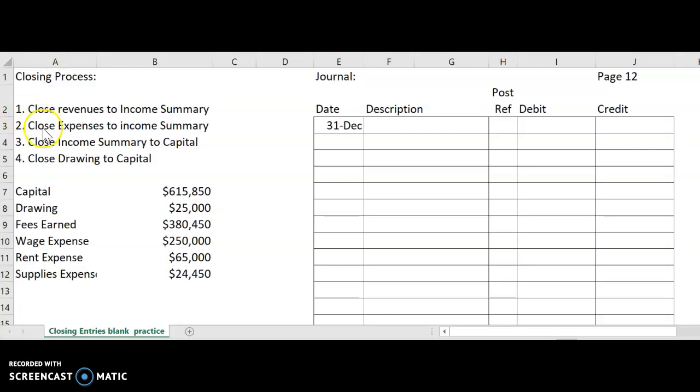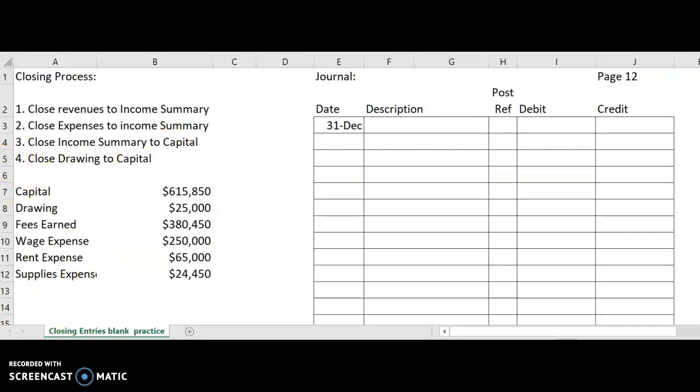So the closing process says close revenues to income summary. Income summary is just a very temporary account that we are just going to use during the closing process. Then we're going to close expenses to income summary. Then we're going to take this very temporary account, income summary, and we're going to close it to capital, because capital holds all the accumulations of net incomes and losses for the entire period, or another way to say it is it holds the net income and losses for the entire company's life. And then we're going to close drawing to capital.